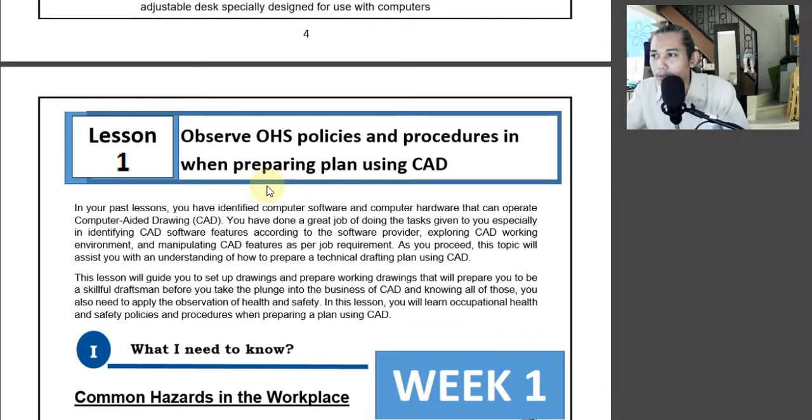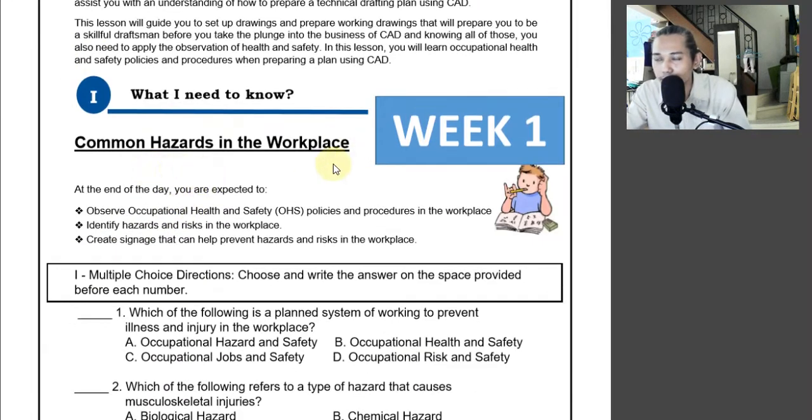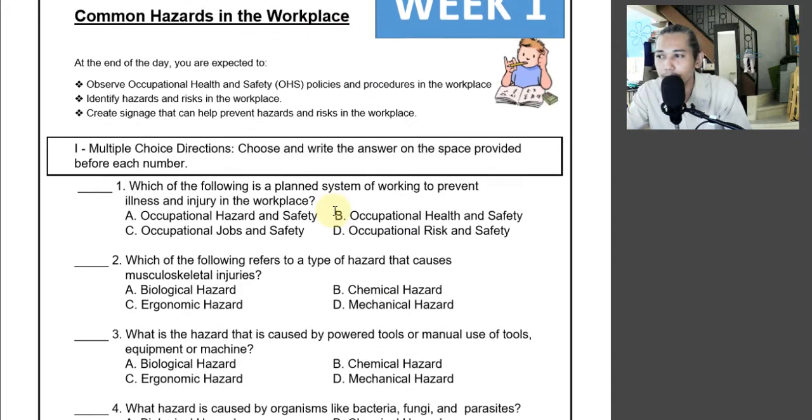Our Lesson 1 is about observing OHS policies and procedures when preparing plans using CAD. And our lesson for Week 1 is common hazards in the workplace. When we say workplace hazard, it refers to the common accidents that happen in the workplace. Workplace means the place where you work.